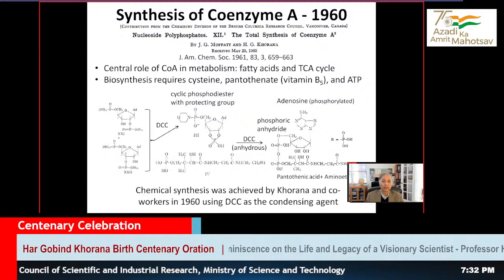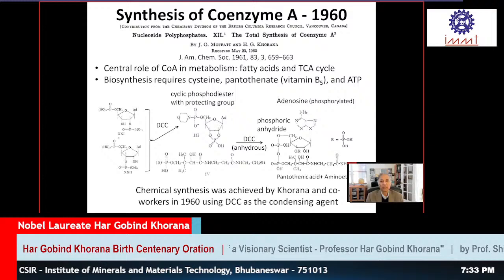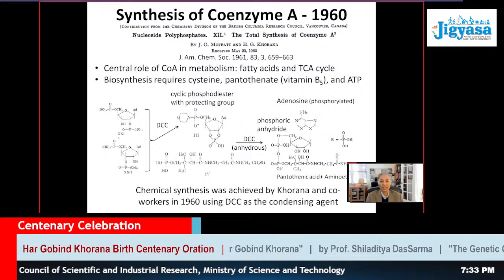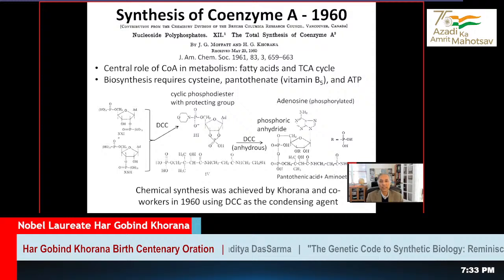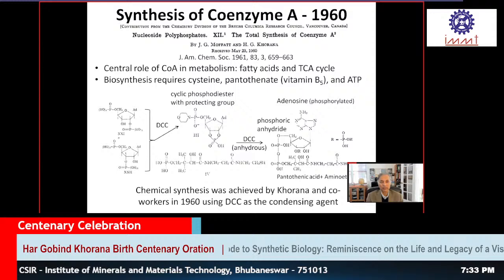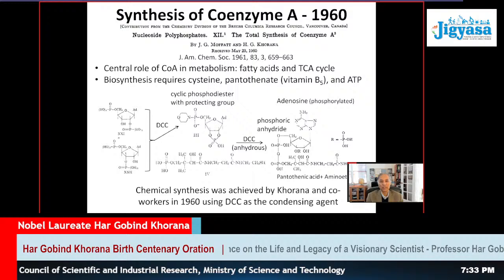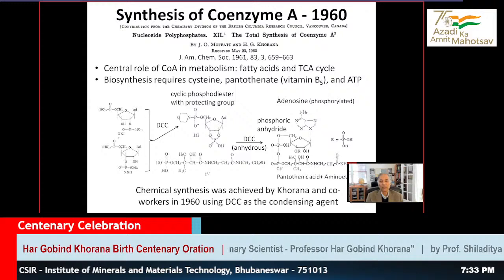The crowning achievement during this time, however, by 1960, was the synthesis of coenzyme A, which is one of the most complex nucleotide cofactors or coenzymes that exists. And it also plays a central role in metabolism of fatty acids and the TCA cycle. Nearly 5% of all enzymes in the cell utilize coenzyme A as a cofactor.